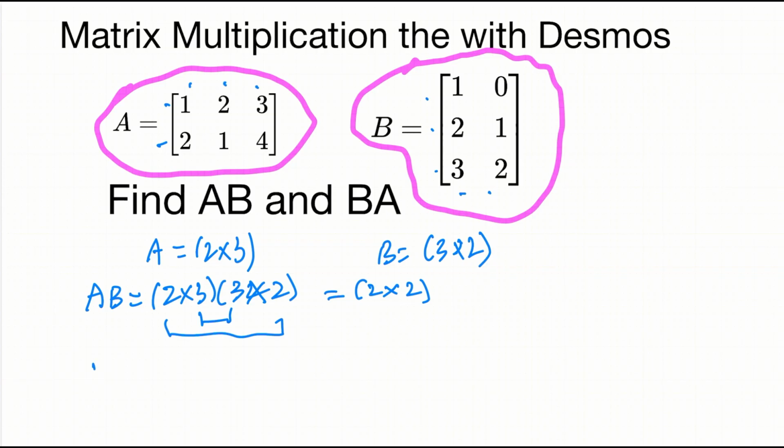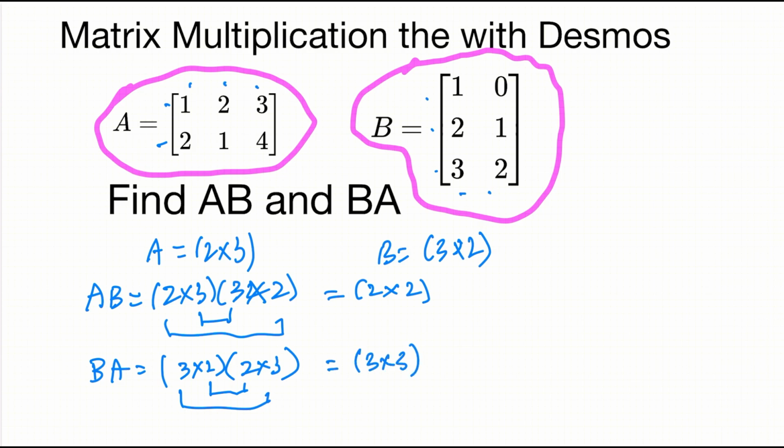Now B times A is going to be a 3 by 2 times a 2 by 3. Matrix multiplication is defined in this case since the 2's are equal. And then the 3's tell us the size, so it's a 3 by 3 matrix out. So now let's go into the Desmos calculator and do this calculation and see what the numerical values of these two matrices turn out to be.